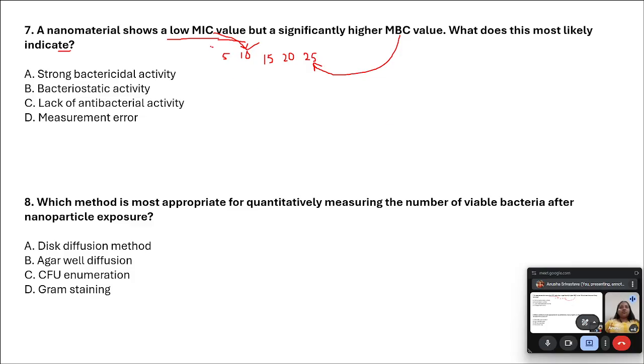Based on this information, what we can interpret is that the growth of the bacteria is getting inhibited even at low concentration, but still there are colonies being formed at this concentration. But this is the exact concentration when you are not finding any colonies, when there is no bacterial growth. This is the bactericidal concentration. So what does this most likely indicate? It indicates that this minimal inhibitory concentration of your nanomaterial is not causing a complete bactericidal effect, it's basically bacteriostatic.